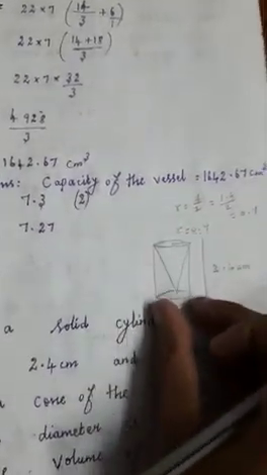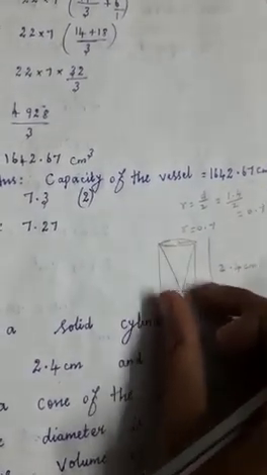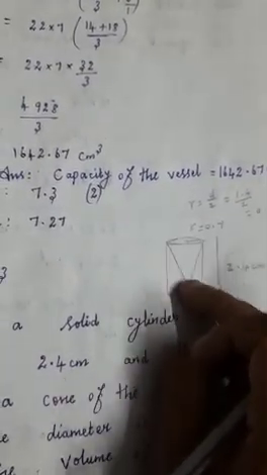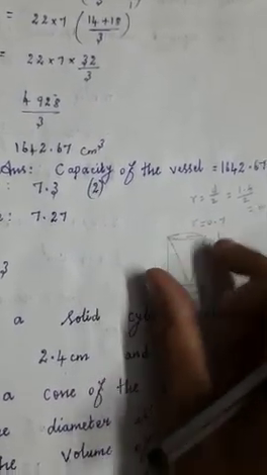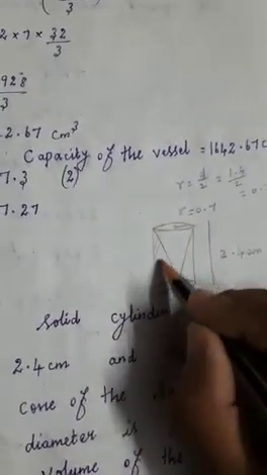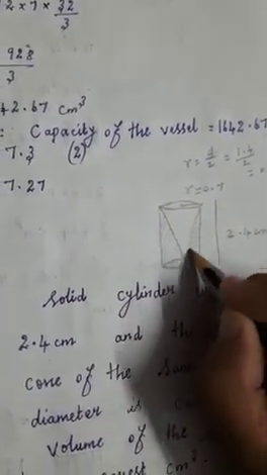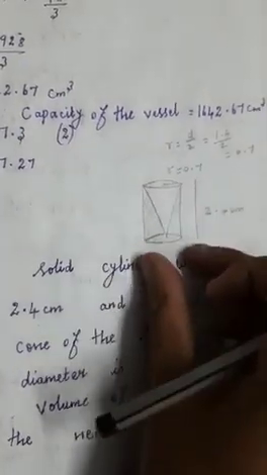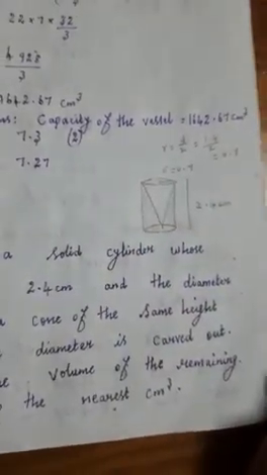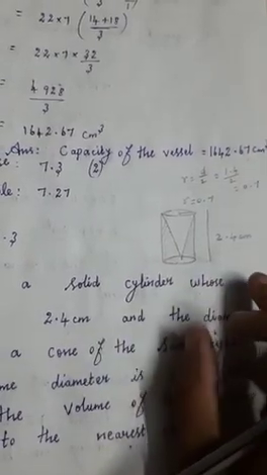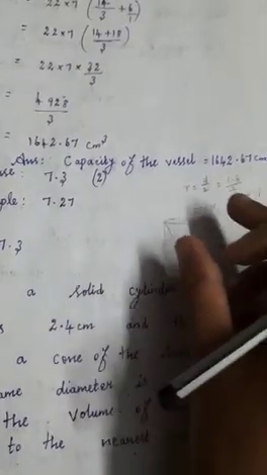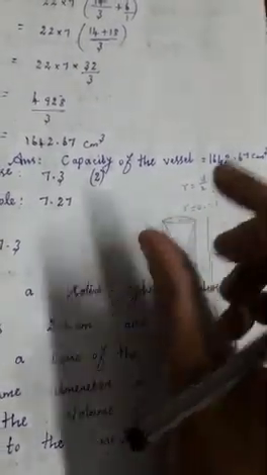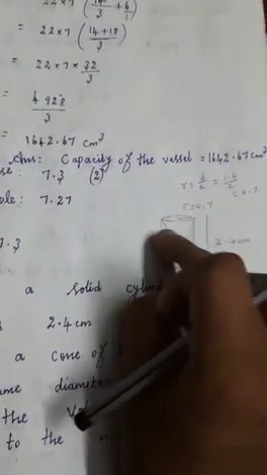The volume of the remaining solid means this cylinder part, from which we have cut one cone shape with the same height and the same diameter. Remaining solid means this part only we have to find out, the remaining part after cutting the cone shape. If they asked for the volume of the solids separately, we would find each and add them. But here they have asked for the remaining solid, so only this shaded part we need to find.